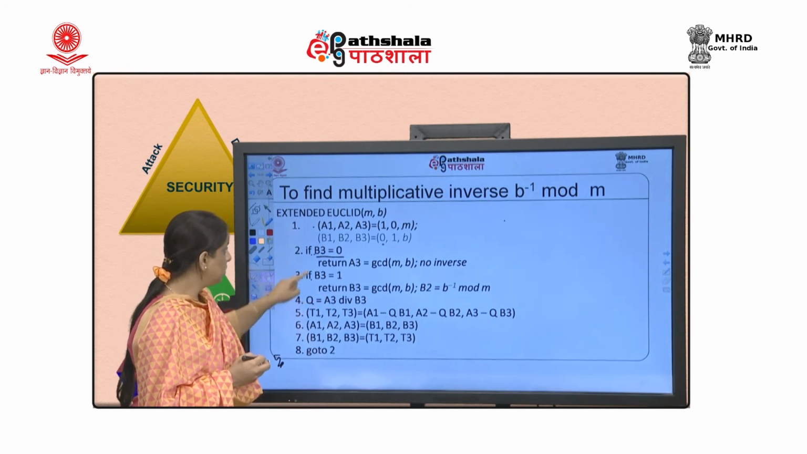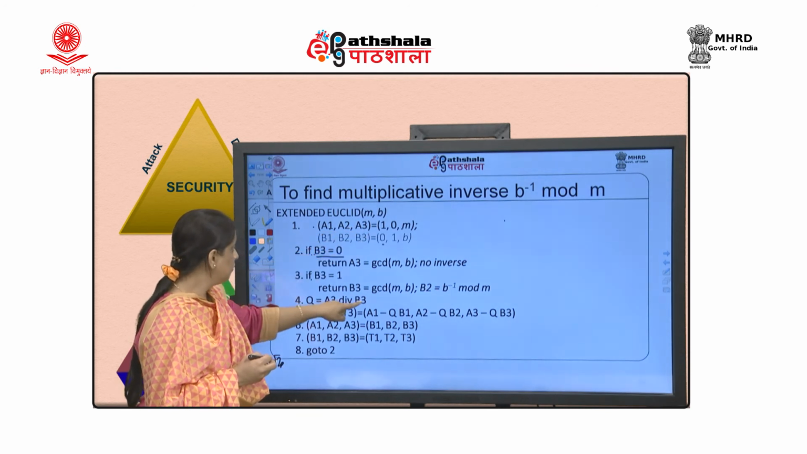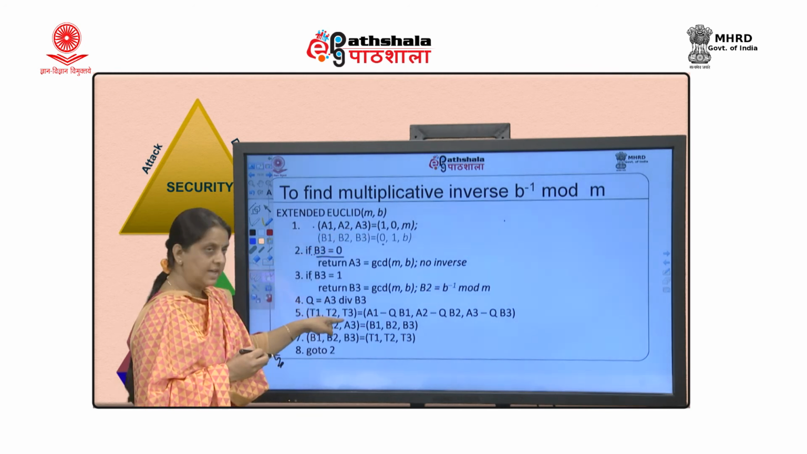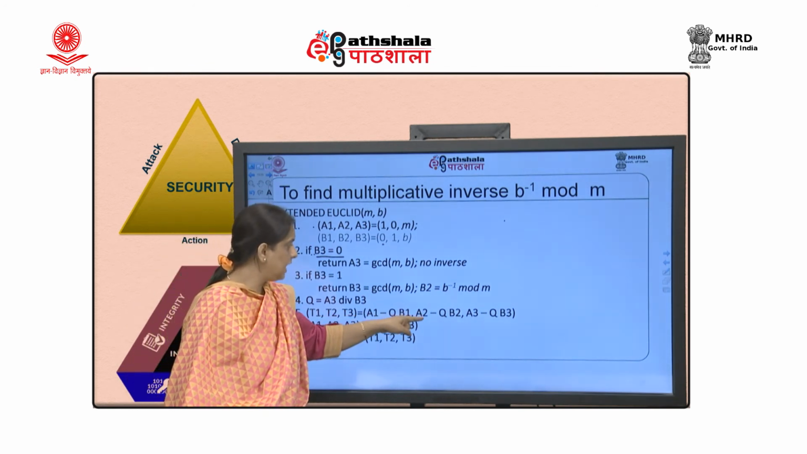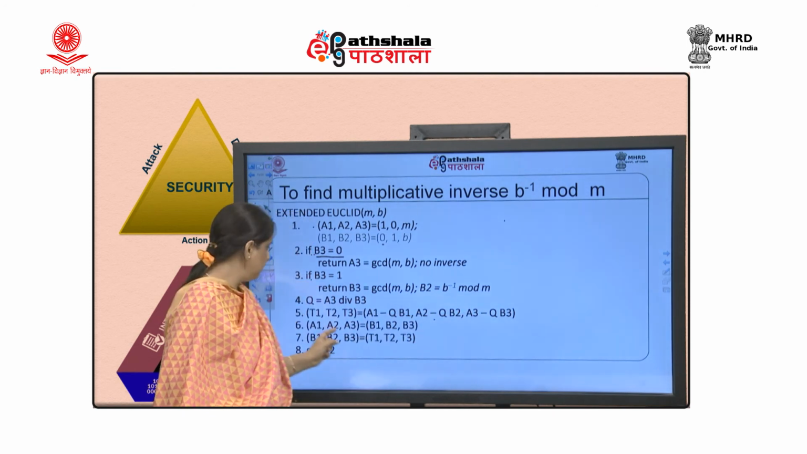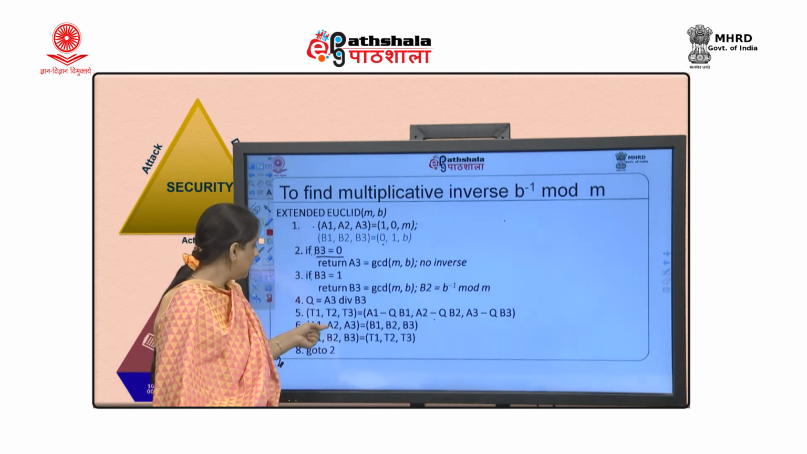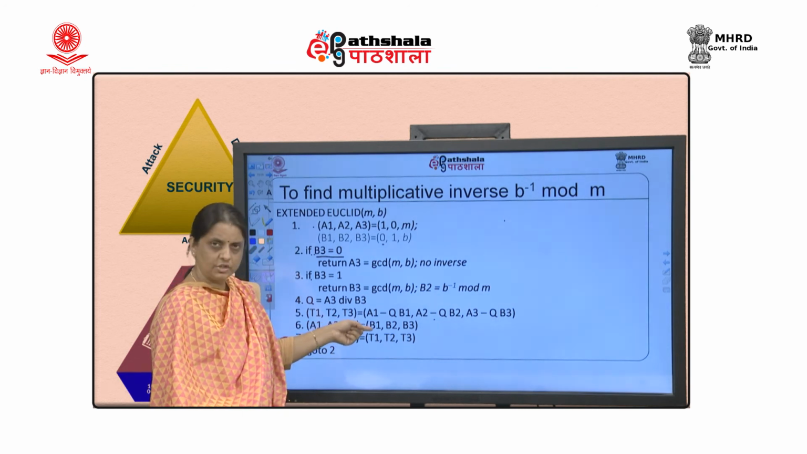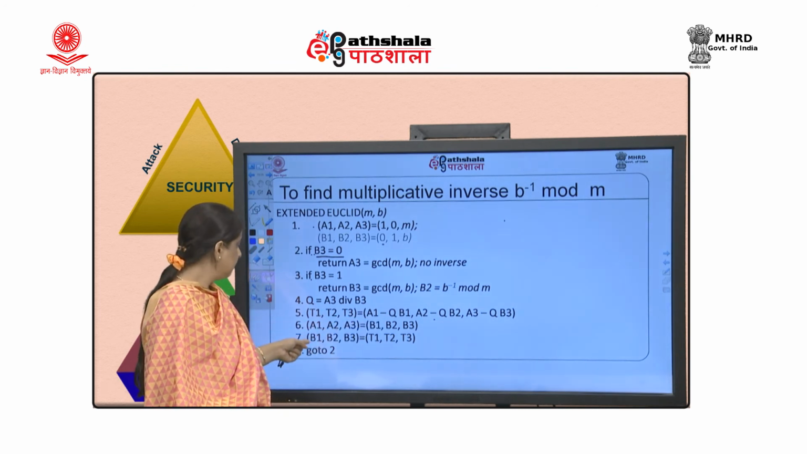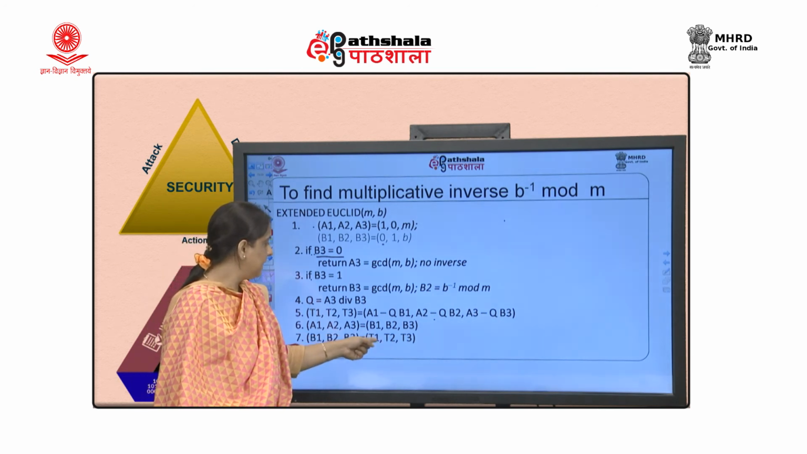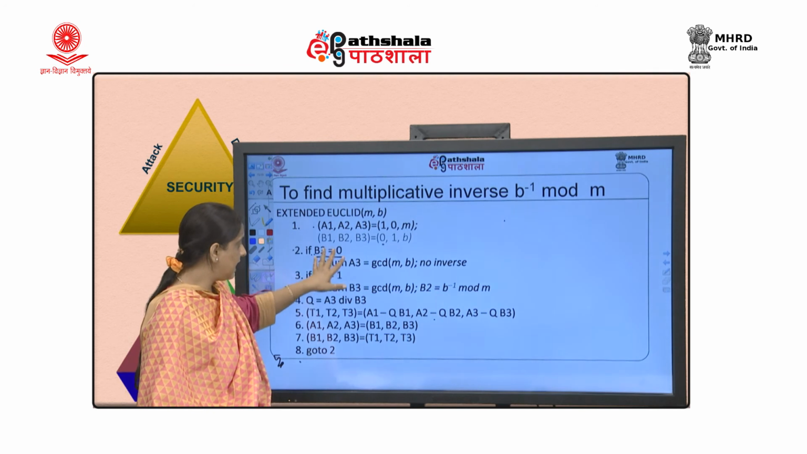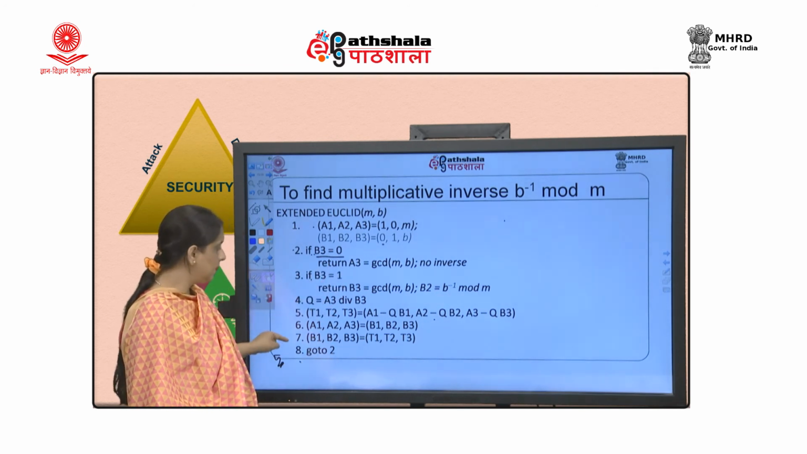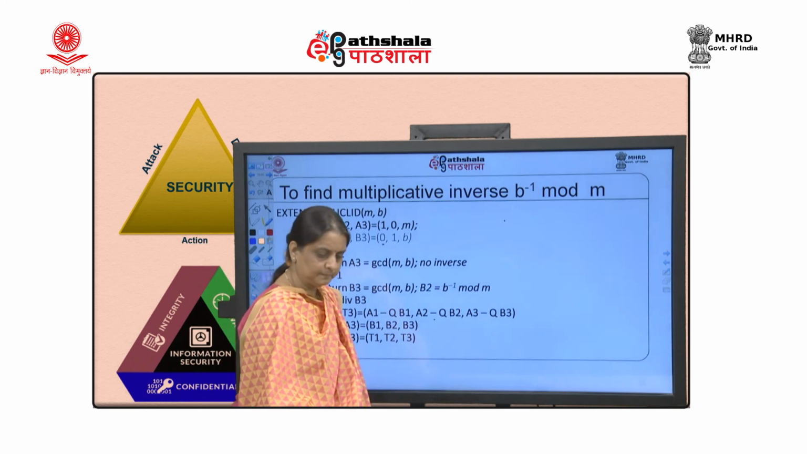Then you carry forward Q, where Q is A3 div B3. T1, T2, T3 are temporary variables given by A1 minus Q B1, A2 minus Q B2, A3 minus Q B3. A1, A2, A3 will be changed to B1, B2, B3. B1, B2, B3 would be changed to T1, T2 and T3. Then you have to go to step number 2. If B3 is 0 or B3 is 1, the algorithm ends, otherwise keep on repeating steps 4, 5, 6, 7.